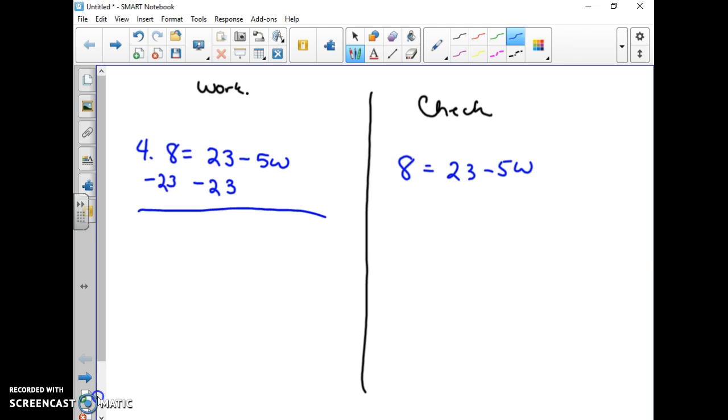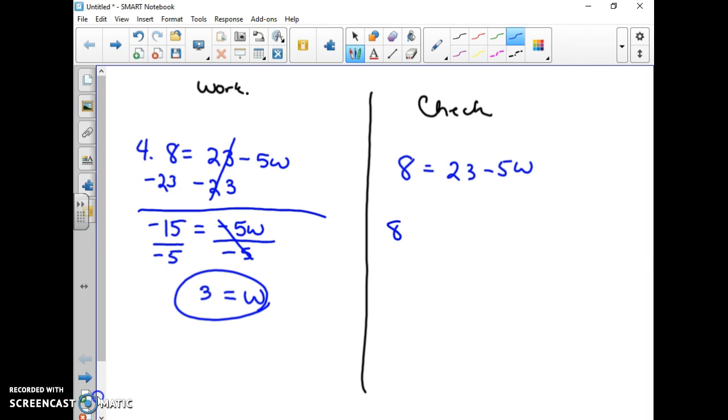Okay, so 8 minus 23 is negative 15. This cancels because 23 minus 23 gives us 0. And then we bring down this negative 5w. This is negative 5 times w, so undo it by division. That cancels. W equals 3. Let's check it. 8 equals 23 minus 5 times 3. So 8, 23 minus 15. 23 minus 15 is 8.